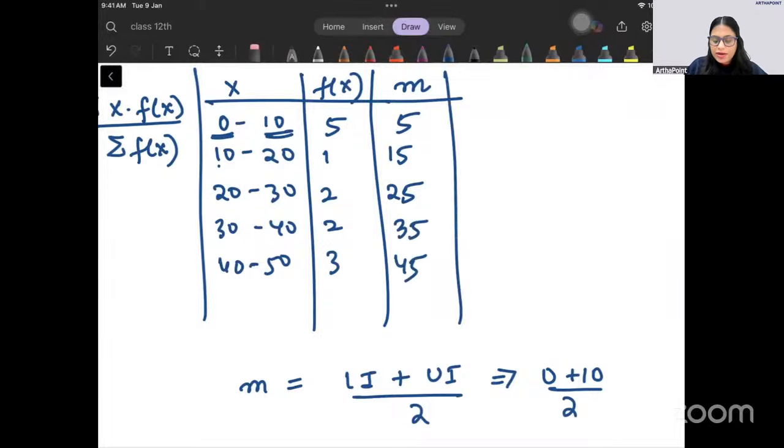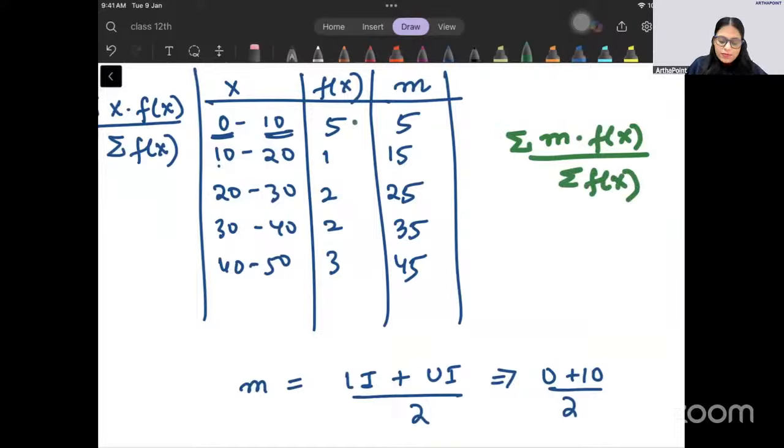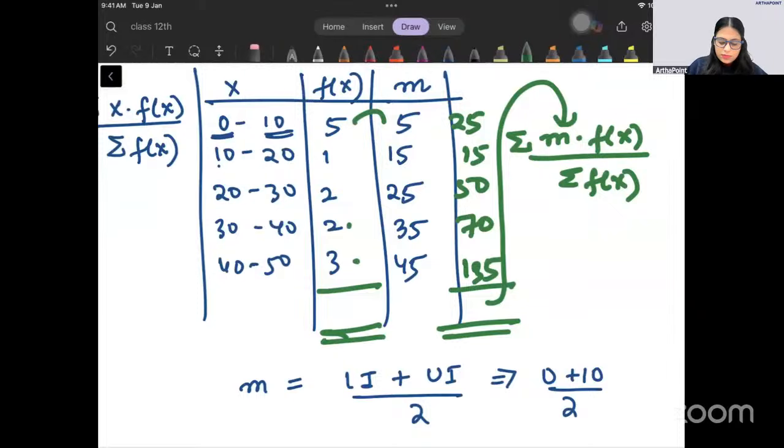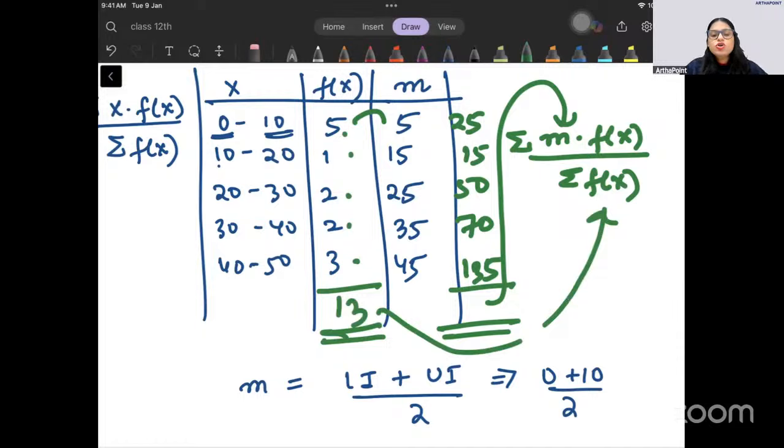अब midpoint आने के बाद you will simply use the formula summation m into fx by summation fx. So you will multiply this. Okay, this is, sorry, 135 now. You will multiply this and add this together. ये आपका numerator होगा. You will add this together and this will become your denominator. Okay, so this is basically called your data set with your continuous interval.